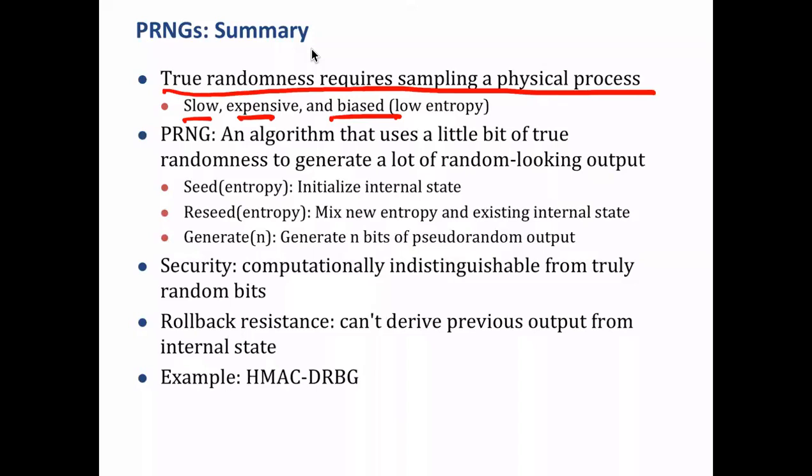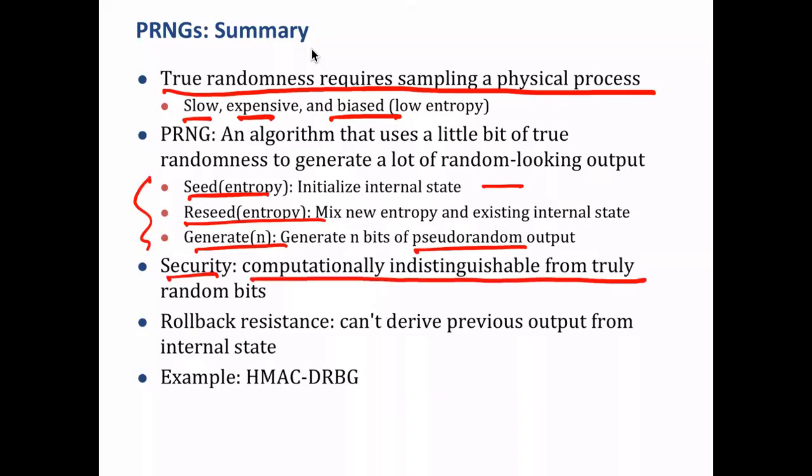And the concept is that we have an initial seed, then after generation of a few random numbers, we reseed it, and then of course generation of random number output, pseudo random number. So these are three main steps. Security means it is computationally indistinguishable from truly random bits, and then we have studied two resistances, forward and then rollback or backward resistance. And one example we have seen is HMAC DRBG. Any question?